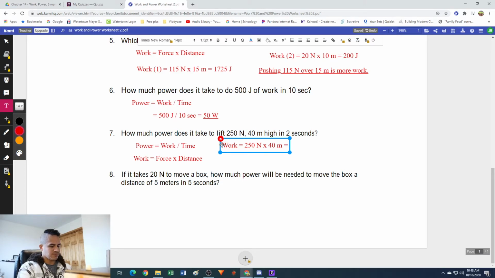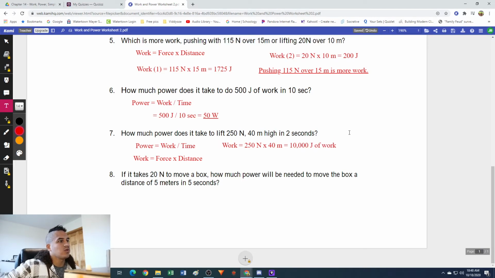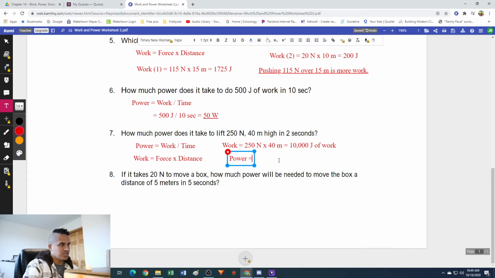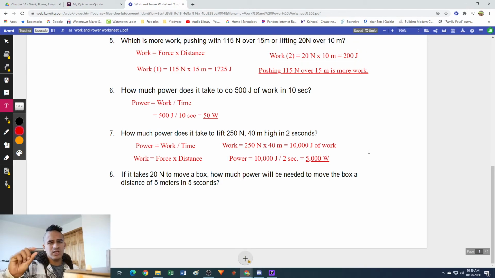So 250 times 40. So that is 10,000 joules of work. And then once we have that, we can take our power equation and go that power is equal to 10,000 joules of work divided by 2 seconds of time. Okay, because power is work divided by time. So 10,000 divided by 2 seconds equals, and this is going to give us a power of 5,000 watts. Okay, so that required a little bit extra to do that one, but not too bad.